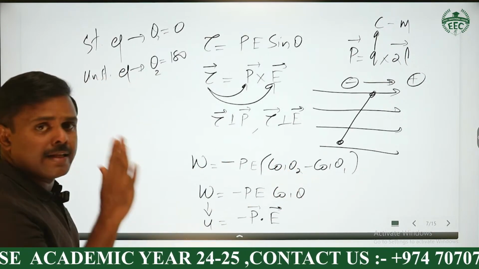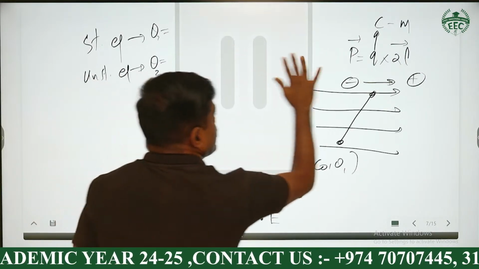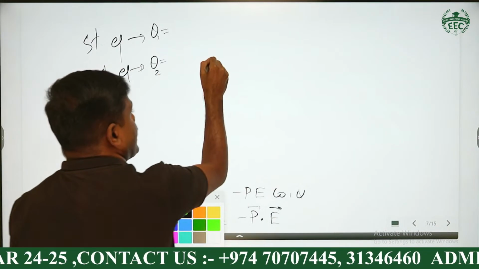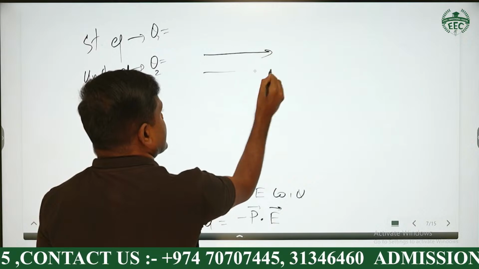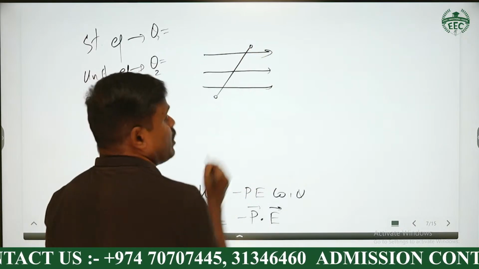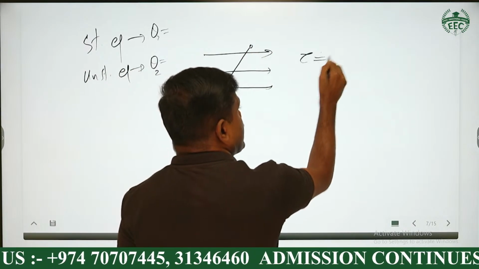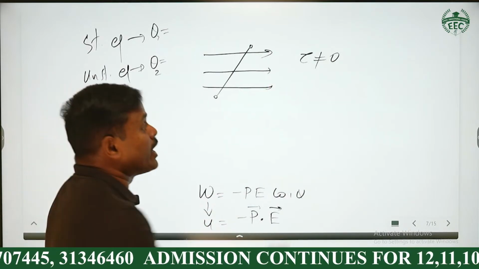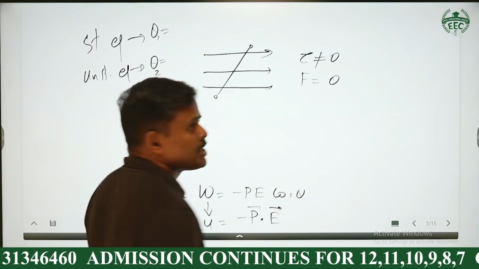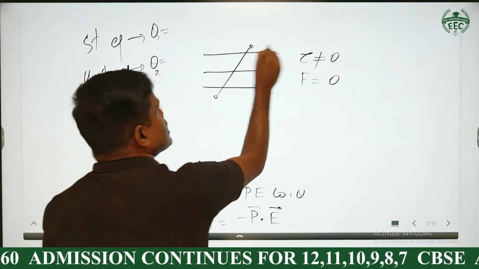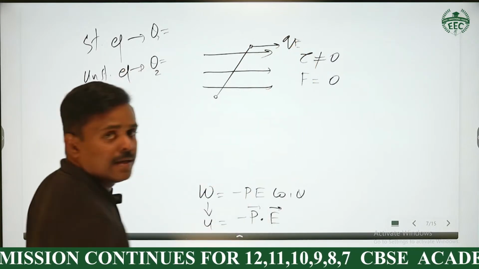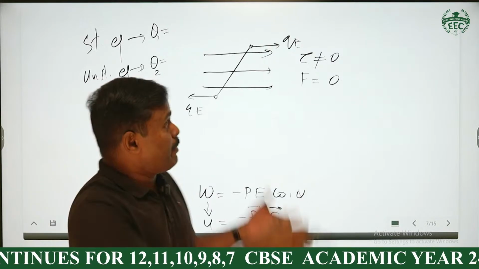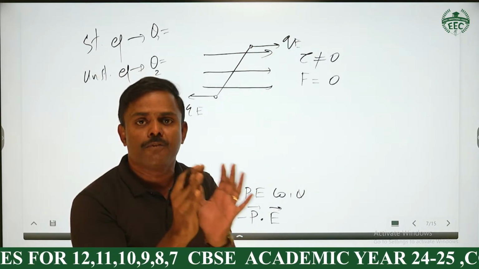Okay, and then the third point. Shall I wipe this? The third point: if you keep a dipole in a uniform electric field, torque is not equal to 0. There is a torque acting on it. What about the force? Force will be 0. Why? Because the force here is to the right, QE, and the force here is to the left, QE. So what is the net force on it? If they are projected to the center of mass, net force will be 0.